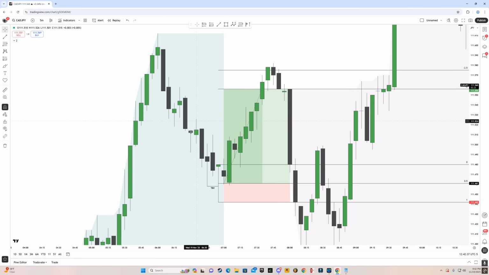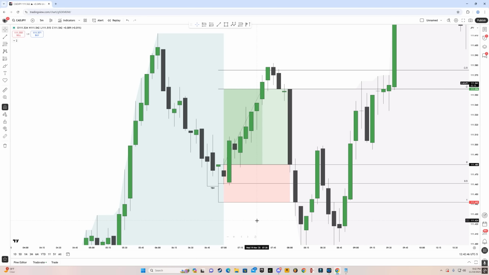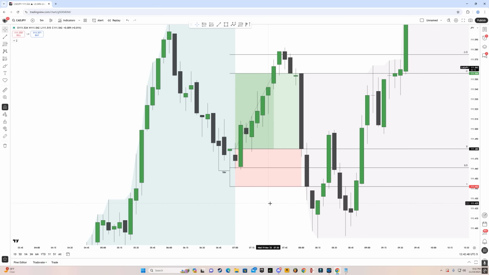And this would have given you 1 to 5 risk to reward ratio with ease. However, if you took your entry here, that would have given you 1 to 2 risk to reward. Really simple, really mechanical, guys. There's nothing complicated about it. It is simple. It uses logic.